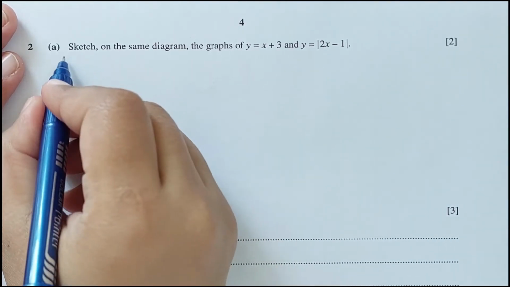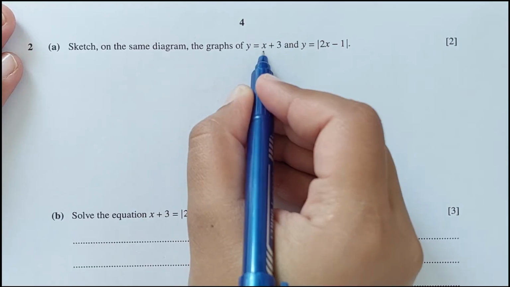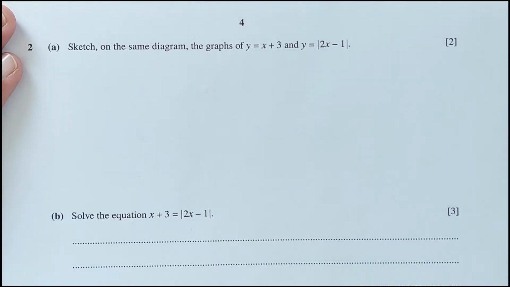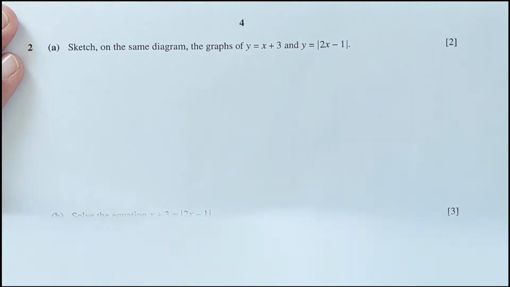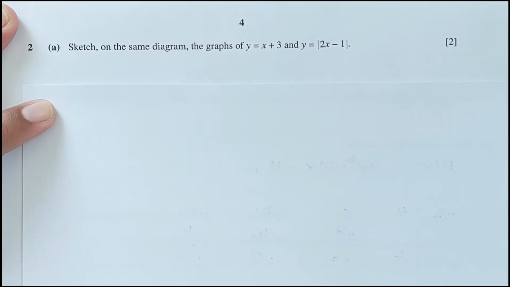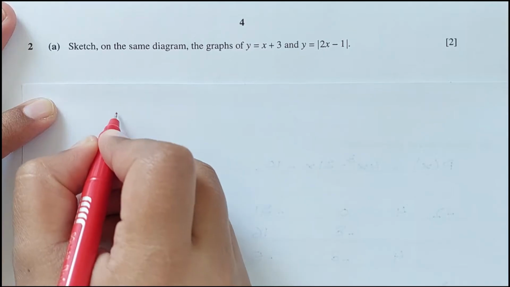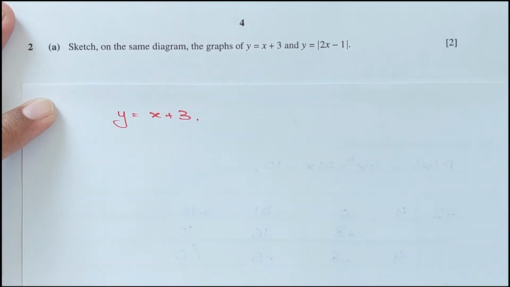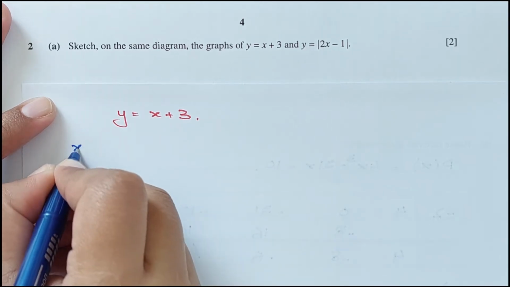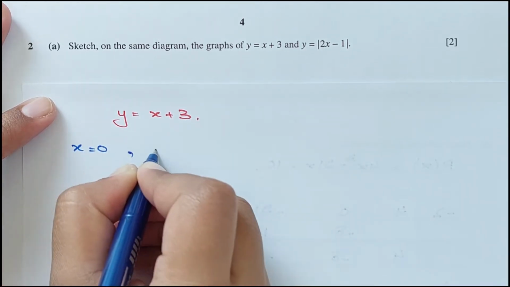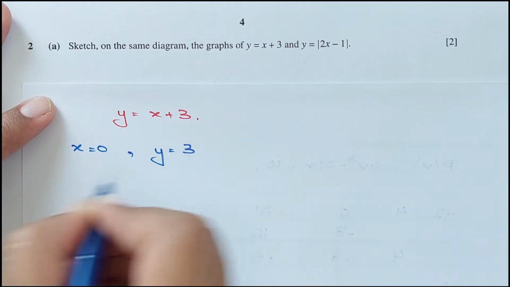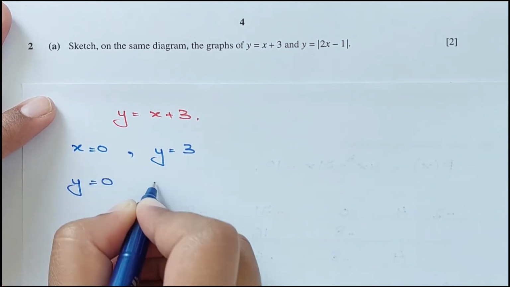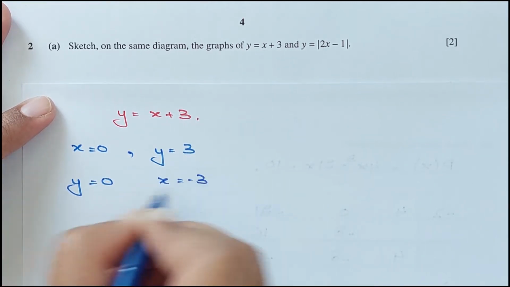Question number 2, part A. Sketch on the same diagram the graph of y equals x plus 3 and y equals the absolute value of 2x minus 1. Okay, so let me use the first function. We have a linear function y equals x plus 3. Let me find the x and the y intercept. When x is equal to 0, y is equal to 3, and when y equals 0, x is equal to negative 3.